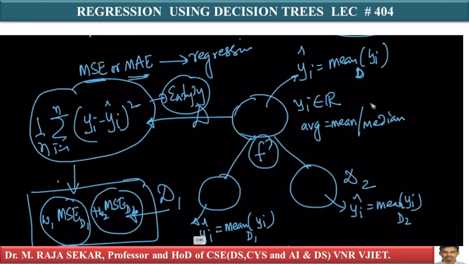Now whichever feature reduces the error, isn't it? Because 1 by n summation i equal to 1 to n of (yi minus y cap) whole square is the error at the stage. Basically it is the error at the stage of data set D, isn't it? Error at this particular stage. This is the error at this stage, just like entropy in classification.